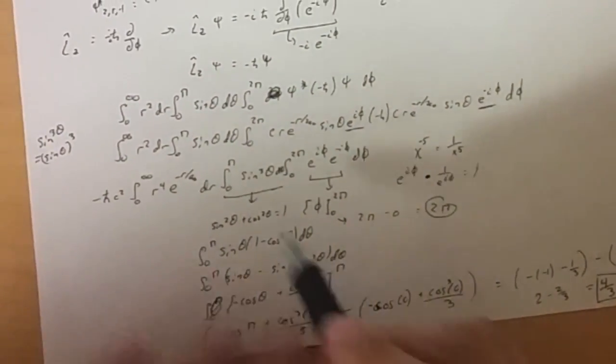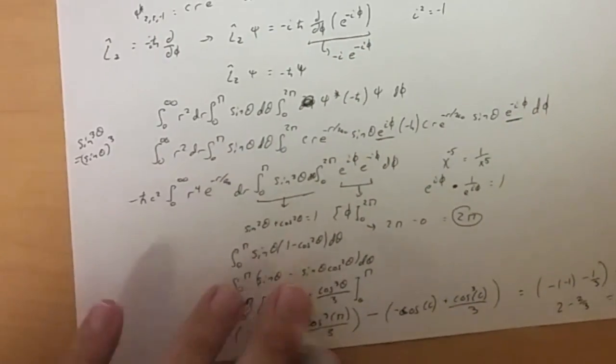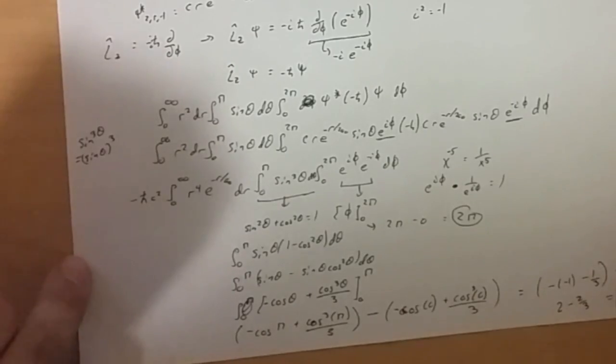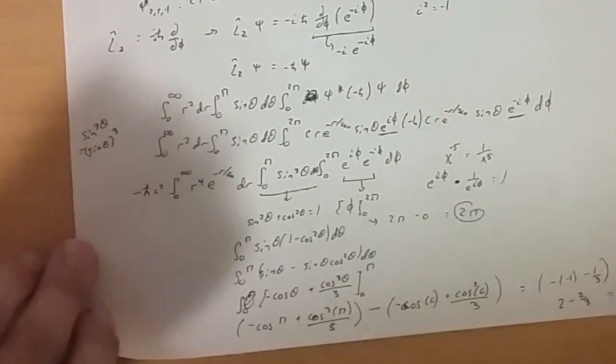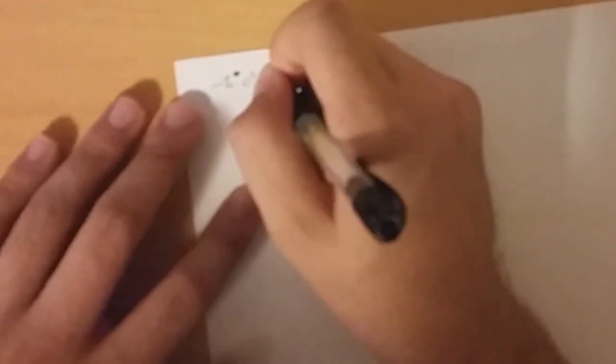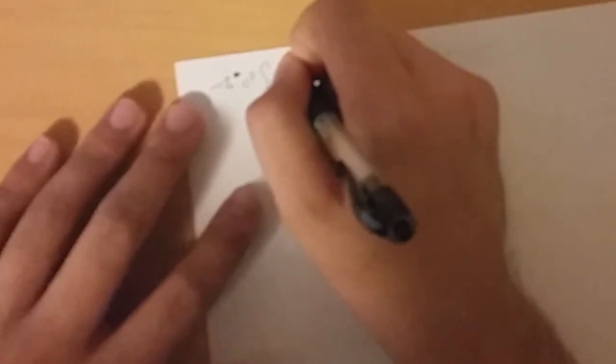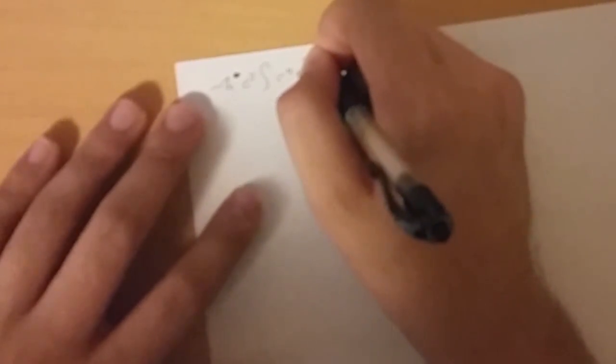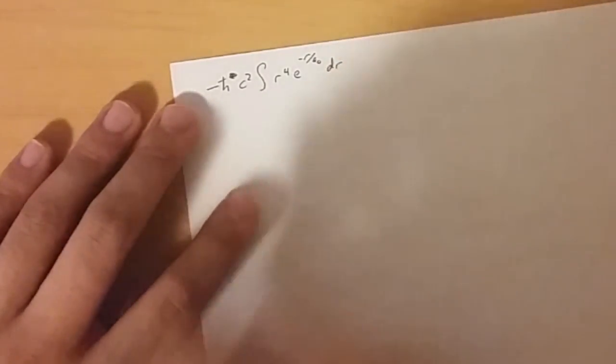And now we get on to this part of the equation. So I'm gonna just flip the paper over and write that again on the back. So we're looking at negative h squared, or hc squared, integral of r to the 4th e to the negative r over a naught dr.